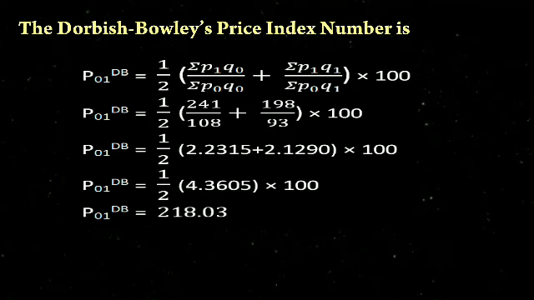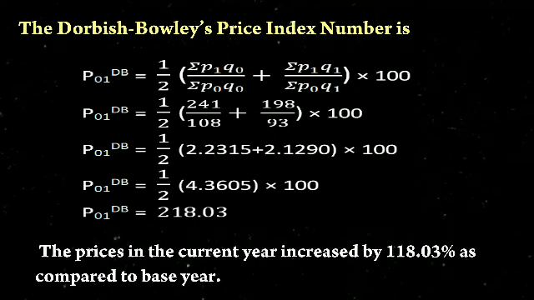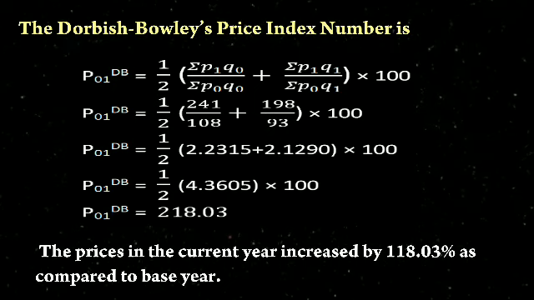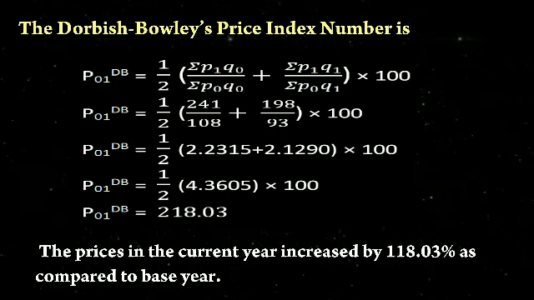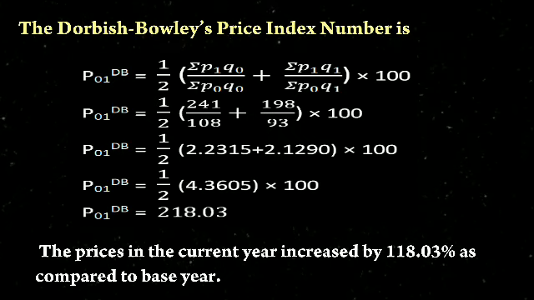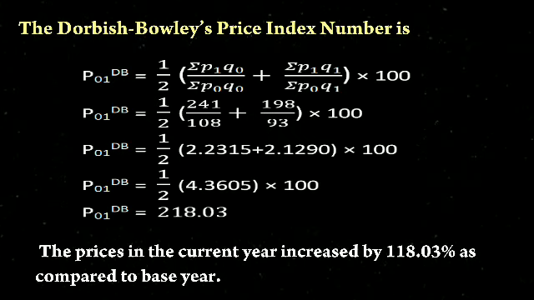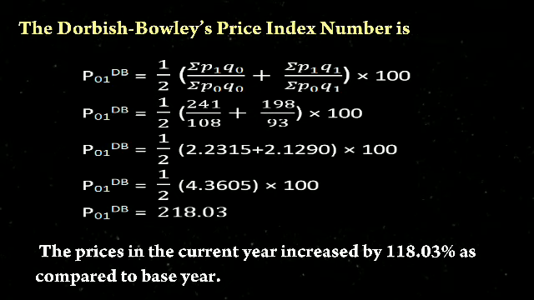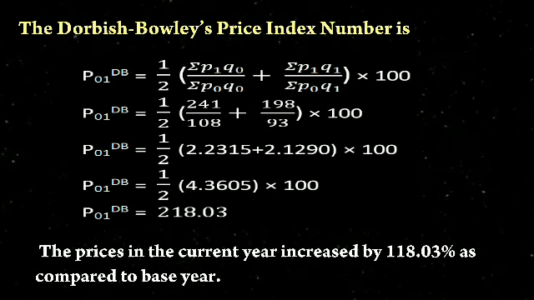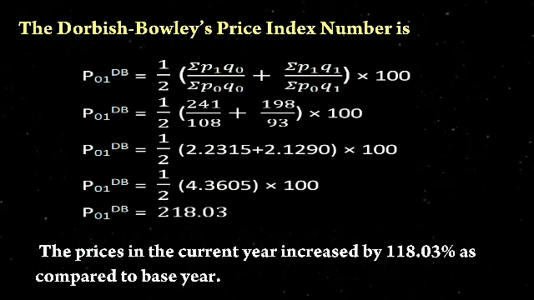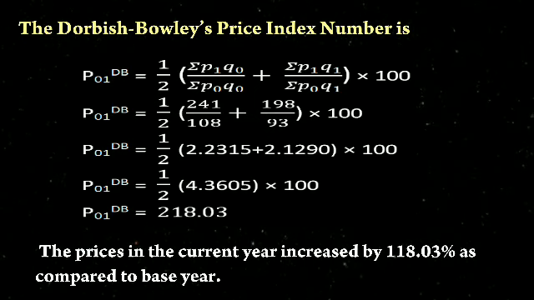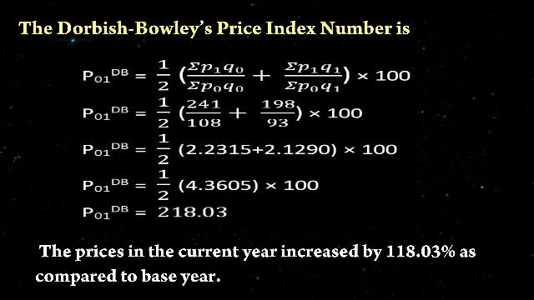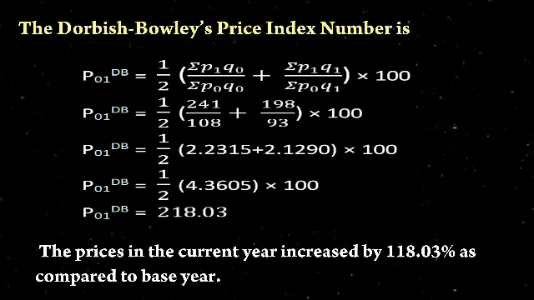Now, in order to conclude about the data, as I told, the index number is more than 100, right? Which means the values are increased. So the conclusion is the prices in the current year increased by 118.03% as compared to the base year. I repeat, if you deduct 100 from the obtained answer, the remaining value will be 118.03. Therefore, the prices in the current year increased by 118.03% as compared to the base year.